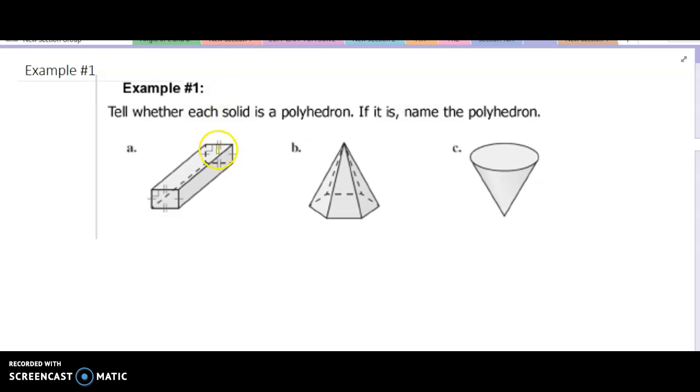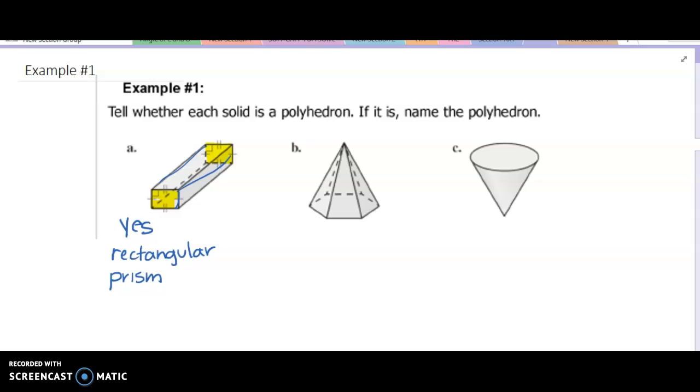All right, so when I look at this one, the first thing I want to do is find the bases. These are the bases, because these are the congruent and parallel endpoints, if you want. And yes, this is a polyhedron, and we would call this a rectangular prism, because the bases are rectangles. Because of the rectangular sides, these are prisms.